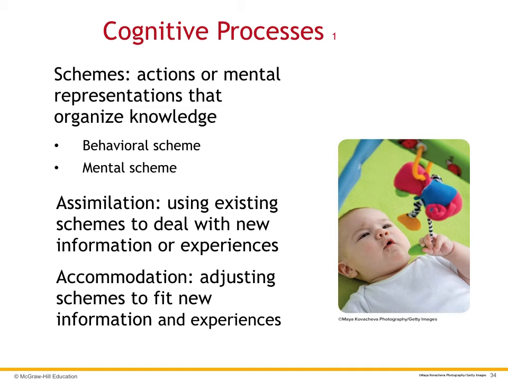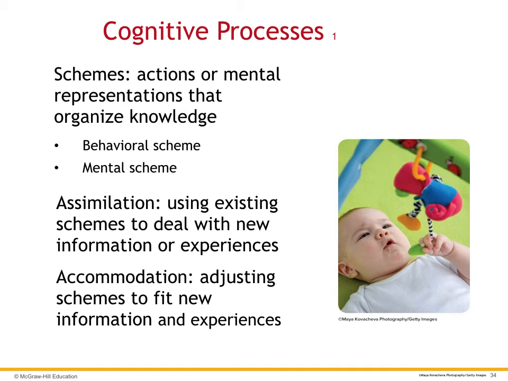Assimilation is another word that you need to know, and it's using existing schemes to deal with new information or experiences. I go to the zoo for the first time, and I see a snow leopard. Okay, is it a cat? Because it does have 4 legs. It is hairy, it has a long tail, but it did not meow at me, it kind of growled at me. And so I'm using my existing knowledge of something to deal with new information.